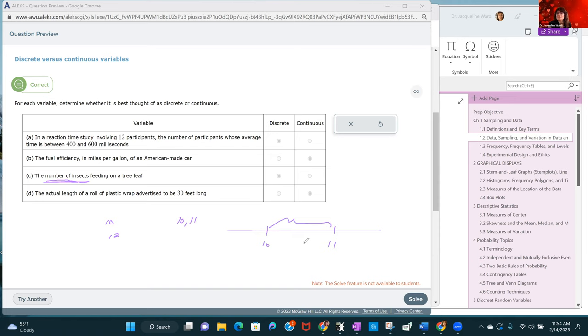Because there's 10.00001, 10.0000002, infinitely many, right? 10.5, 10.51, 10.52, 10.53, 10.533. There are infinitely many numbers. But when you're talking about some being, a person or an animal or an insect, you're talking about these whole numbers. So these are discrete. Does that make sense?